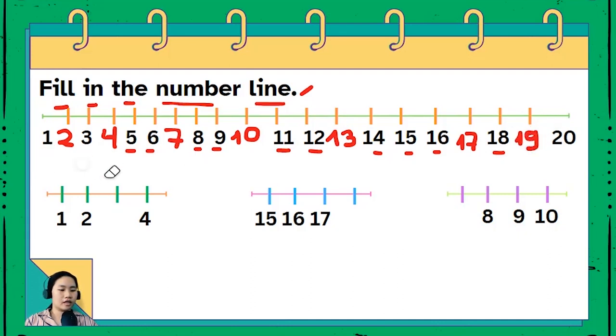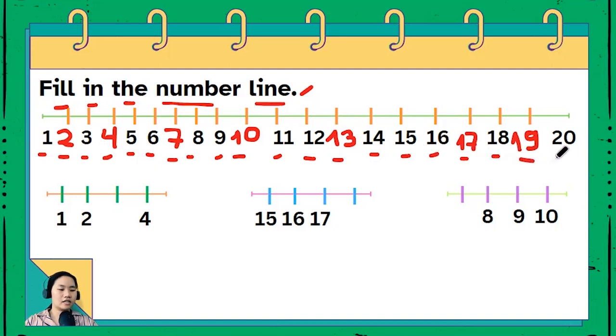Okay. Let's go through it and check our answers. We'll read through it to make sure that all of the numbers make sense. Okay? All right. 1, 2, 3, 4, 5, 6, 7, 8, 9, 10, 11, 12, 13, 14, 15, 16, 17, 18, 19, and lastly, 20.